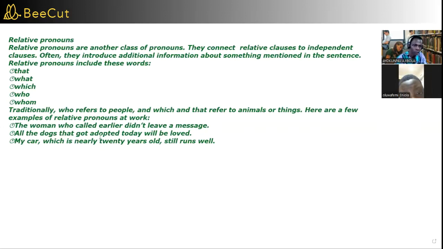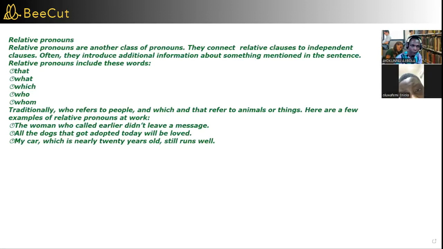All the dogs that got adopted today will be loved. My car, which is nearly 20 years old, still runs very well. You take note of that? Yes, sir. So that you know when to use that, which, or whom, or whatever. So, we're going to continue now.